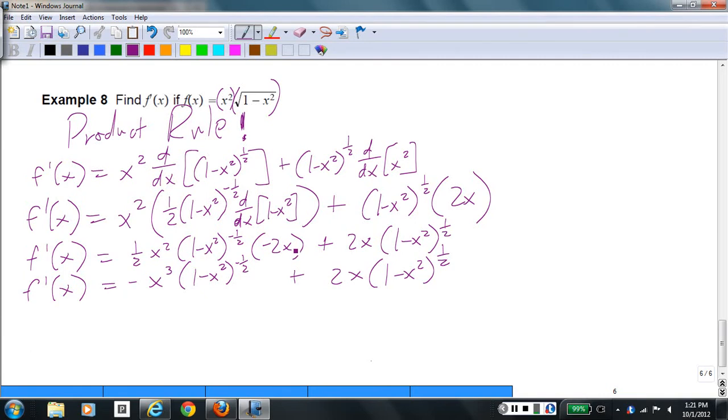I think we can multiply those together. That's x to the 1 and that's x to the 2. So add the exponents there, we get x to the 3rd power. X squared times x equals x cubed. Yeah.